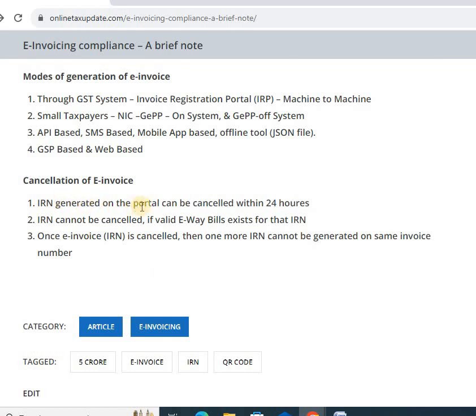Cancellation of invoice: IRN generated on the portal can be cancelled within 24 hours. IRN cannot be cancelled if a valid e-way bill exists for that IRN. For that purpose, the e-way bill has to be cancelled first and then the IRN. Once an e-invoice is cancelled, then one more IRN cannot be generated on the same invoice number.